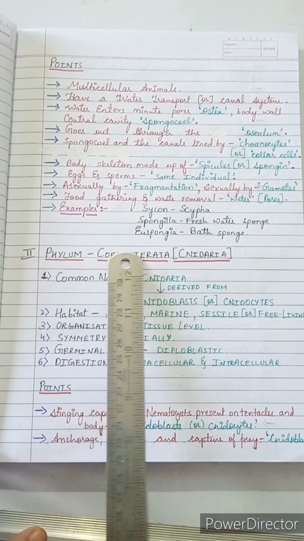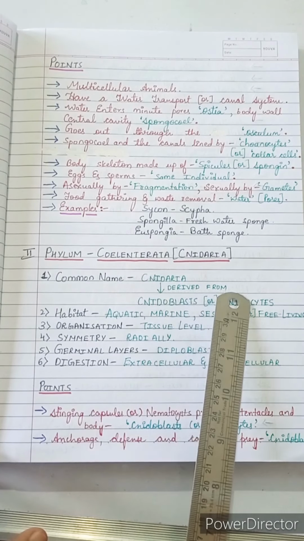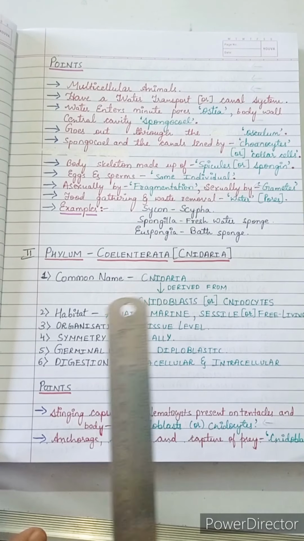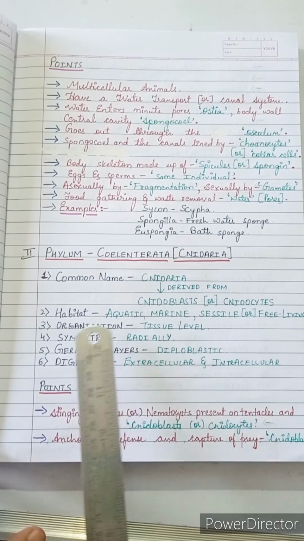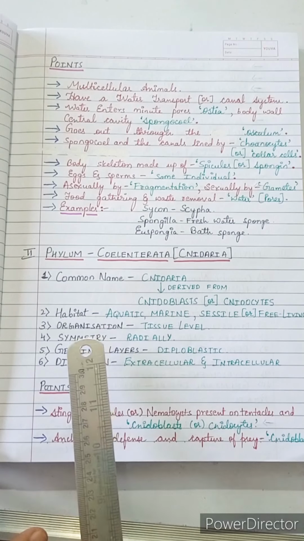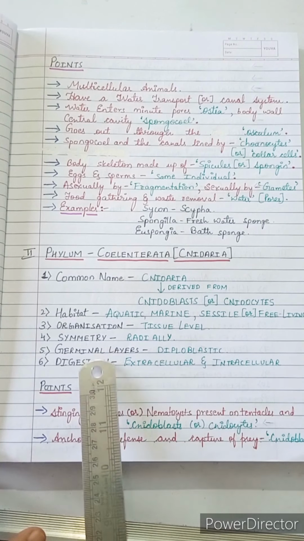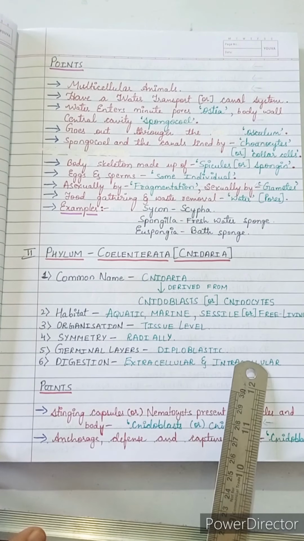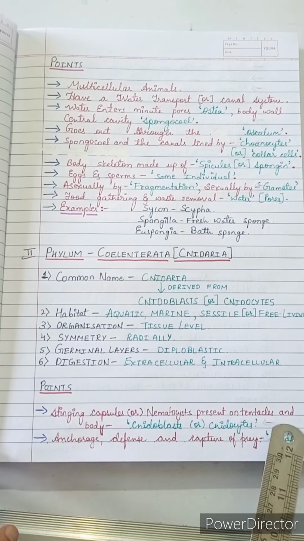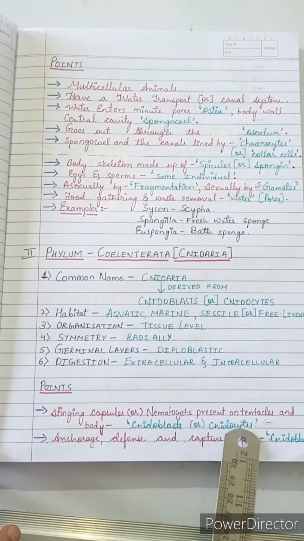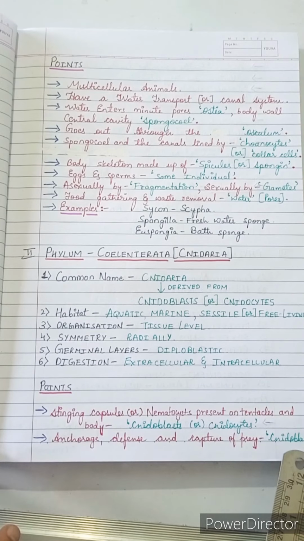Next we look at phylum Coelenterata, Cnidaria. This common name is Cnidaria, derived from cnidoblasts or cnidocytes. Habitat: aquatic, marine, sessile or free living. Organization: tissue level. Symmetry: radial. Germinal layers: diploblastic. Digestion: extracellular and intracellular. The points are stinging capsules or nematocysts present on tentacles and body. These are cnidoblasts or cnidocytes. They are used for anchorage, defense and capture of prey.